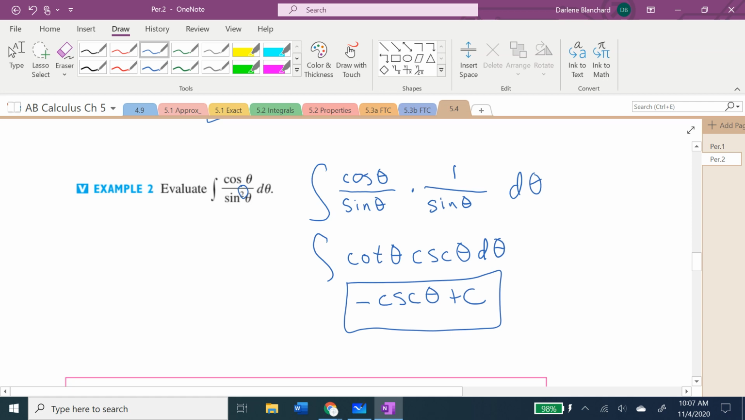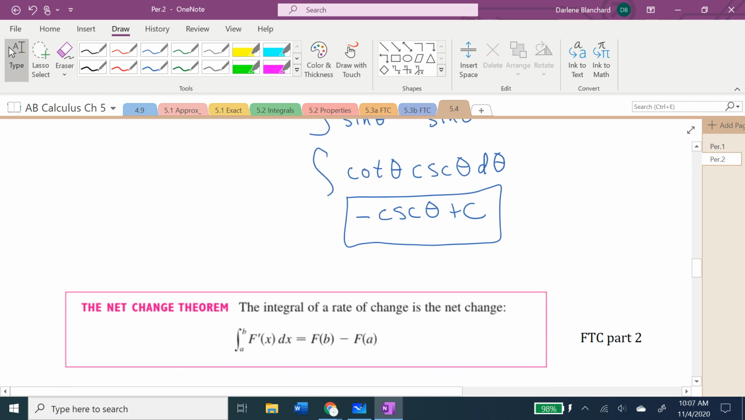So you're just going to be solving some indefinite integrals, which is very similar to what we did when we were in section 4.9. Now, net change theorem I've actually talked to you about already. It's the second part of the fundamental theorem of calculus, and I talked to you about what happens when we integrate velocity. And I'm going to go back to that.